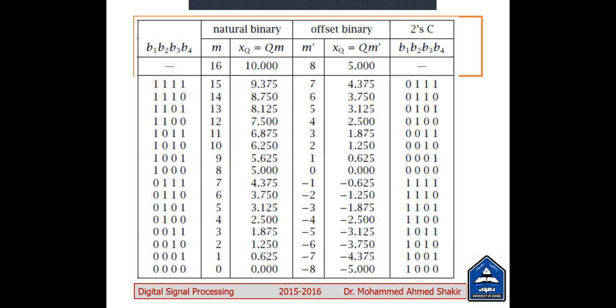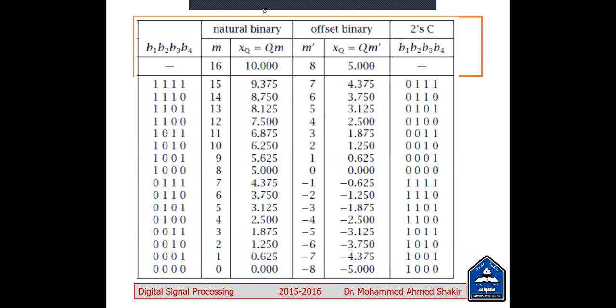So what will be the last value? It will be 9.375. Of course, we don't have the value of 10. Always the last level will be R minus Q. The last level will be R minus EQ. This will be the representation of the quantized signal.